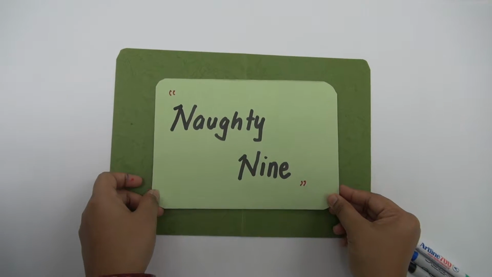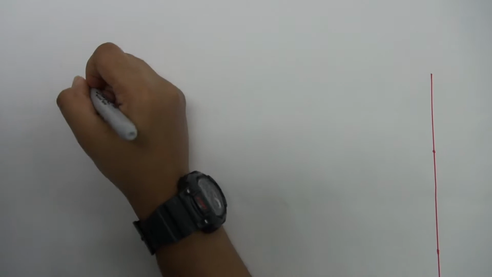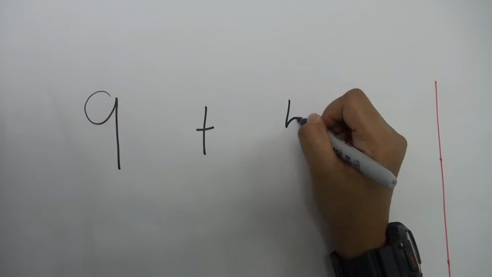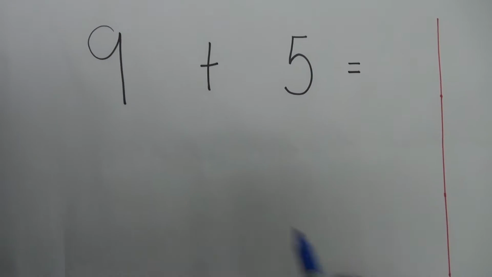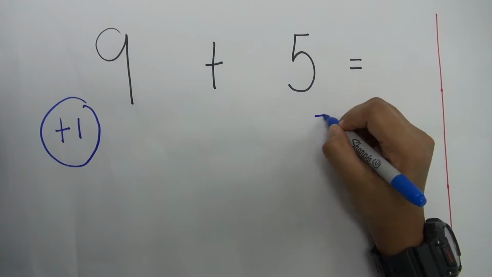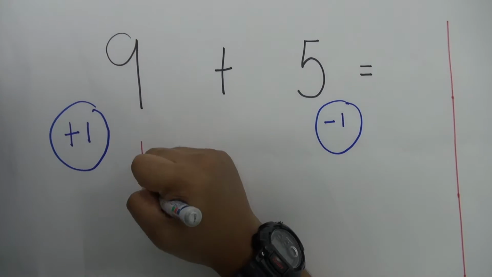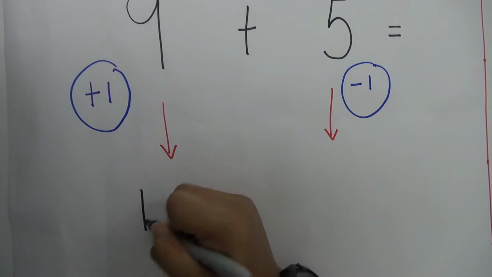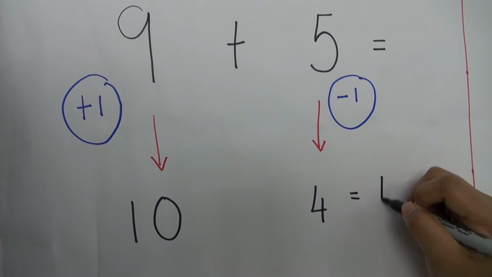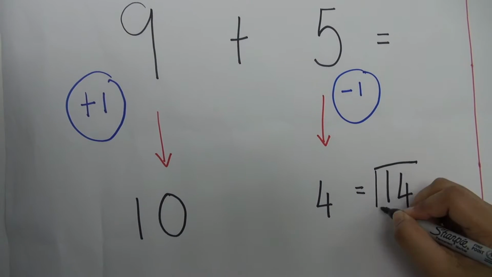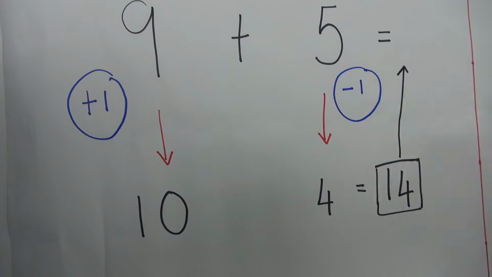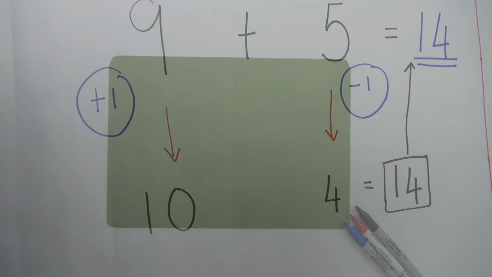Next, I'll be moving on with the second addition strategy that is called naughty 9. The number statement is 9 plus 5, so the naughty number 9 steals 1 from the 5 and gets one number bigger. The 5 gets 1 taken away, so it becomes one smaller number. Therefore, the 9 becomes a 10 and the 5 becomes a 4. Now, use the pattern of adding 10 to a single digit number. 10 plus 4 is 14. So then 9 plus 5 equals 14.